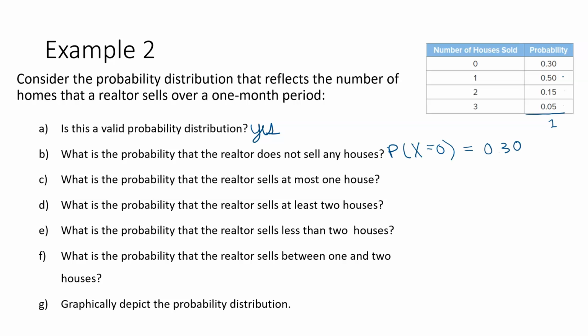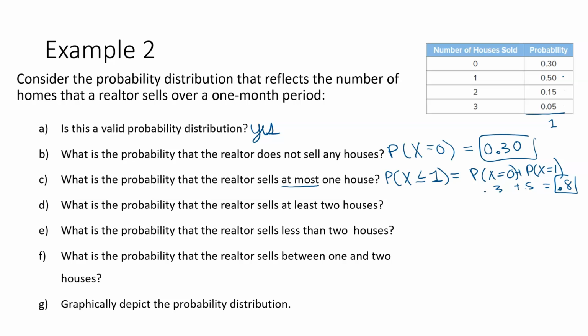What is the probability that the realtor sells at most 1 house? So that is X less than or equal to 1. So that's the probability that they sell 0 and the probability that they sell 1 house. So that's the probability of 0.3 plus 0.5. So the probability of at most 1 house is 0.8.